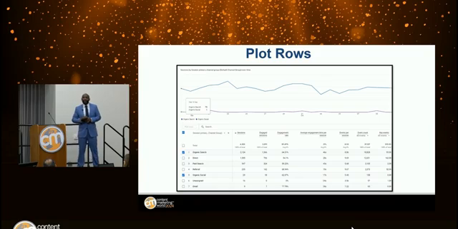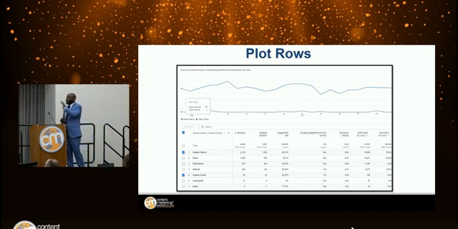And then we have plot rows. If you've logged into GA4 recently, you've probably seen this, the check marks right there. Let's say on this graph, you only want to see organic, or only paid traffic, or only email, or a combination of email and search. So that's what that means. You check what you want to see, and it automatically comes up for you there.